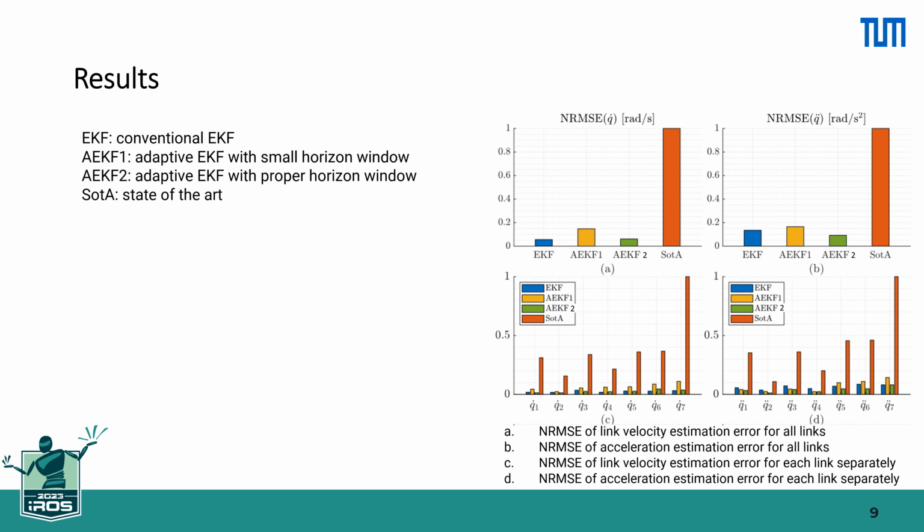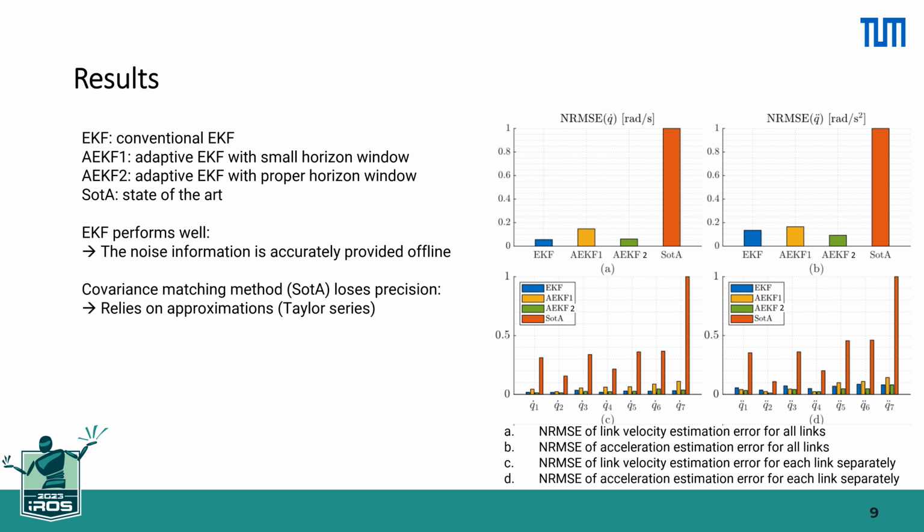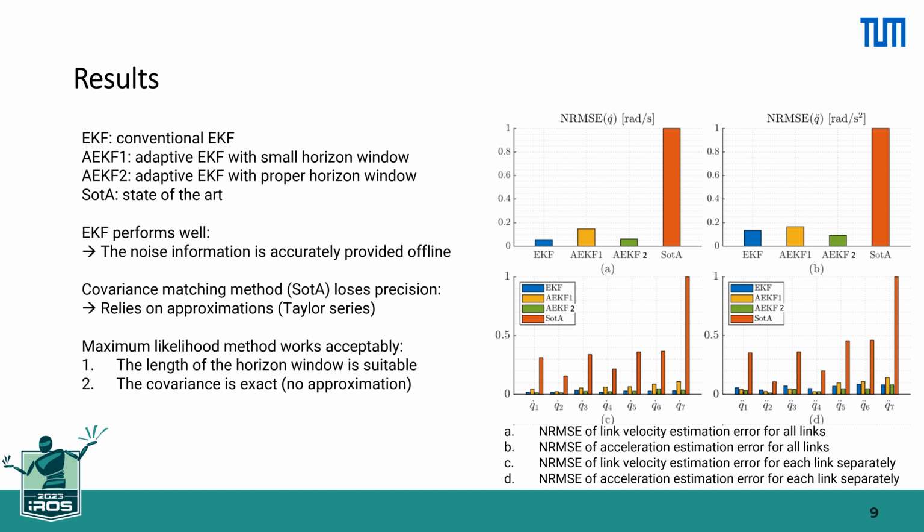The conventional extended Kalman filter performs relatively well, according to the results. The reason is that the filter is initially tuned well, and the noise covariance is relatively accurate. Since approximations are utilized in the covariance matching, the performance of the state-of-the-art method is not competent. On the other hand, when the horizon window is appropriately picked, the proposed method works acceptably. The reason is that the noise covariance is adapted based on the true and recent covariance of the innovation sequence.